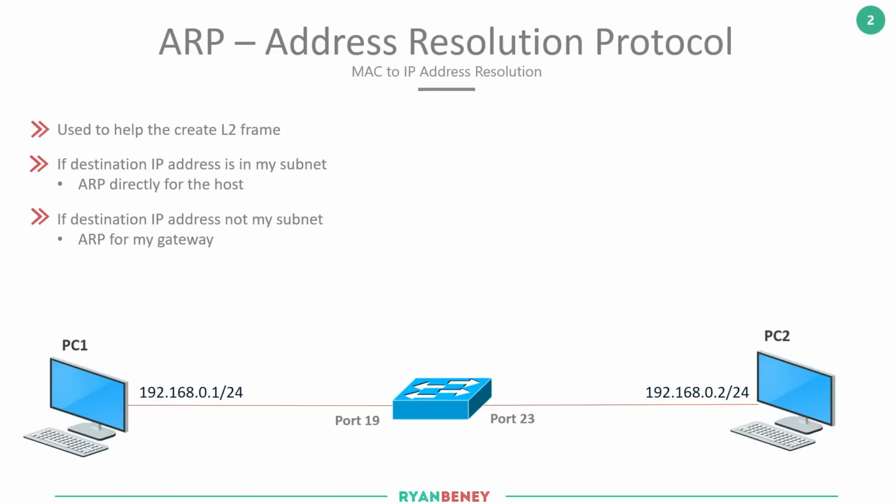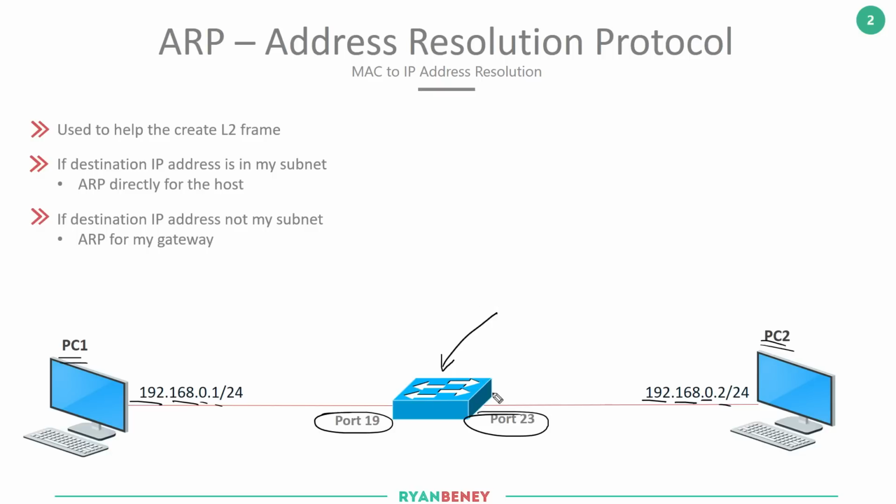So we're just going to bring up a slide that we talked about in the last video, but you can see that I've modified it a little bit because at the bottom I've actually put together the topology that we will actually be using. We have PC1 and we have PC2. PC1 is configured with 192.168.0.1 and PC2 has been configured with 192.168.0.2. PC2 connects into a layer 2 switch on port 23 and PC1 connects on port 19.